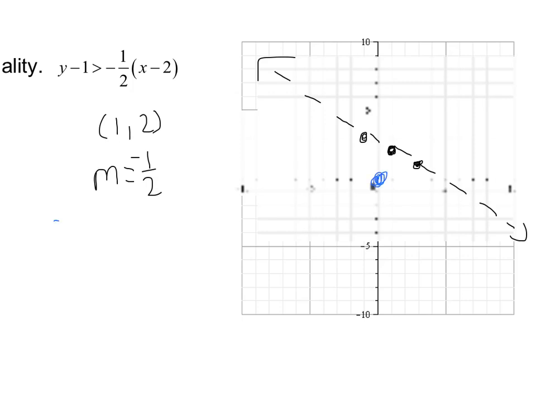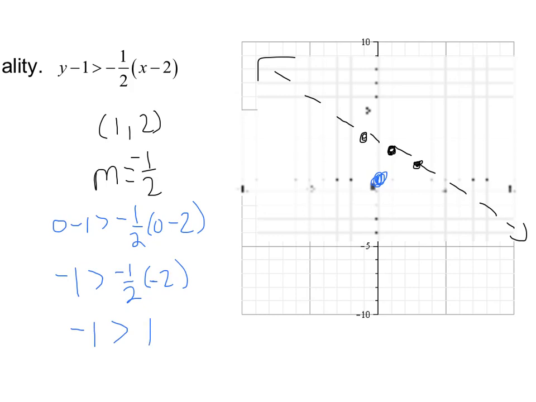So if I plug that in, 0 minus 1 is greater than negative 1/2 times 0 minus 2. Negative 1 greater than negative 1/2 times negative 2. Is negative 1 greater than 1? No, that's false. So what that means to do is you shade the opposite side.